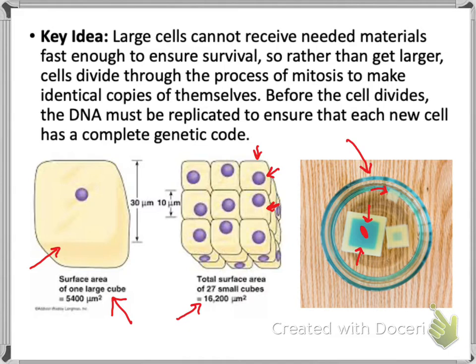So rather than just getting bigger and bigger, the cells are going to divide through a process called mitosis to make identical copies of itself. Before a cell can make an identical copy, it must have enough DNA to do so. So before the cell divides, DNA must be replicated to ensure that each new cell has a complete genetic code. We'll be focusing on these ideas of DNA replication and cell division during this whole unit.